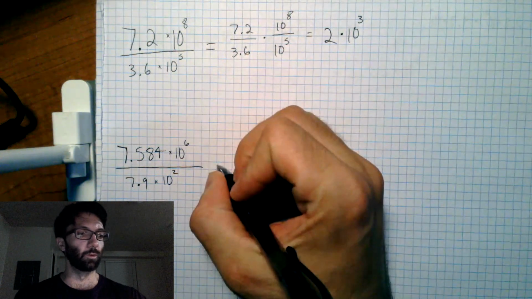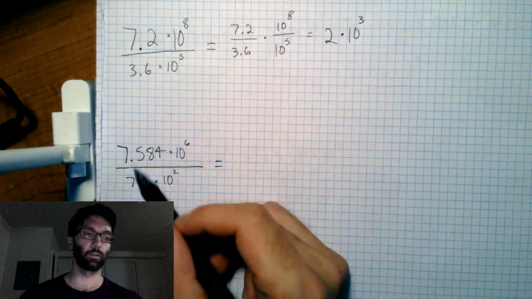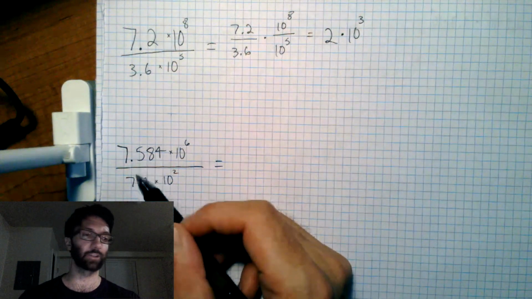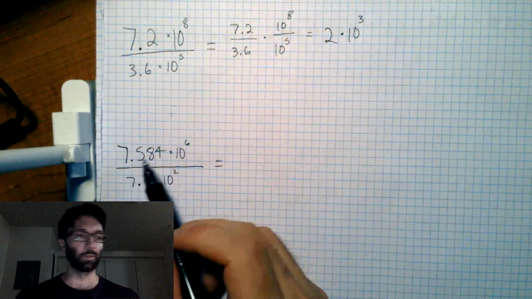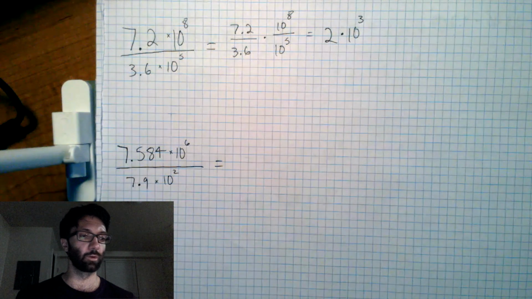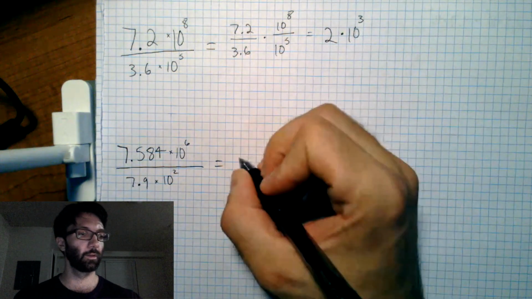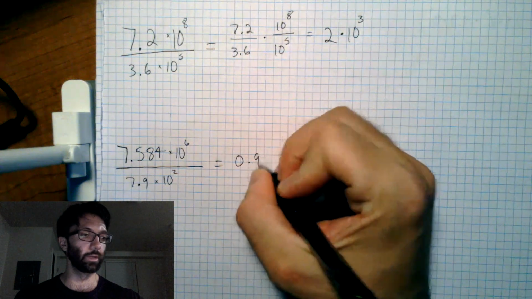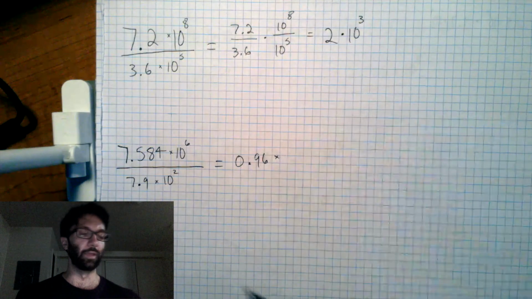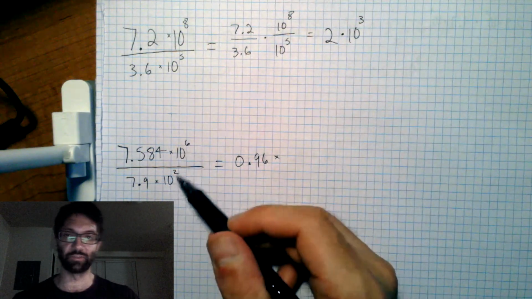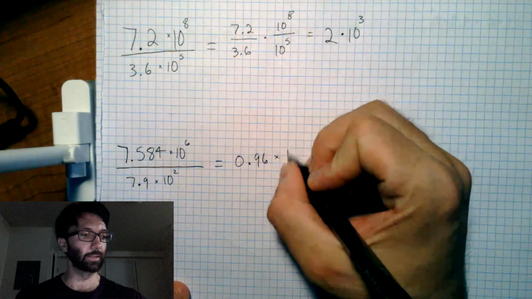All right, so similarly down here, I can treat this part of the fraction separately from this part and then just multiply at the end. So I'm going to type 7.584 divided by 7.9 into a calculator, and I get 0.96. And then I can divide my powers of 10 here, so I will just subtract my exponents, and I get 10 to the 4th.